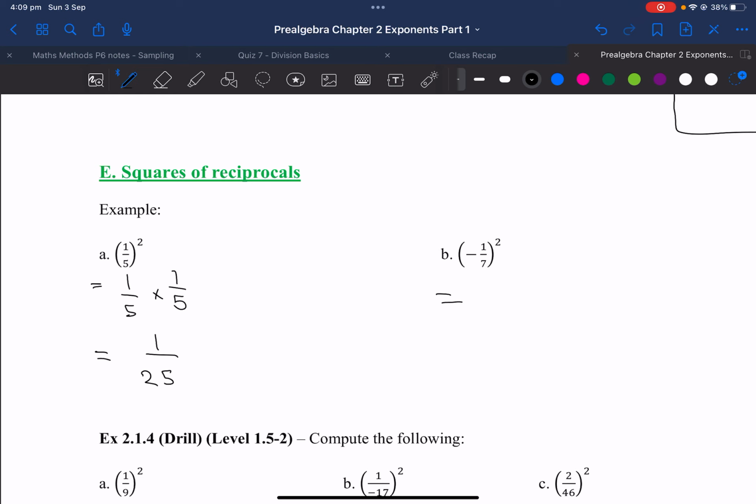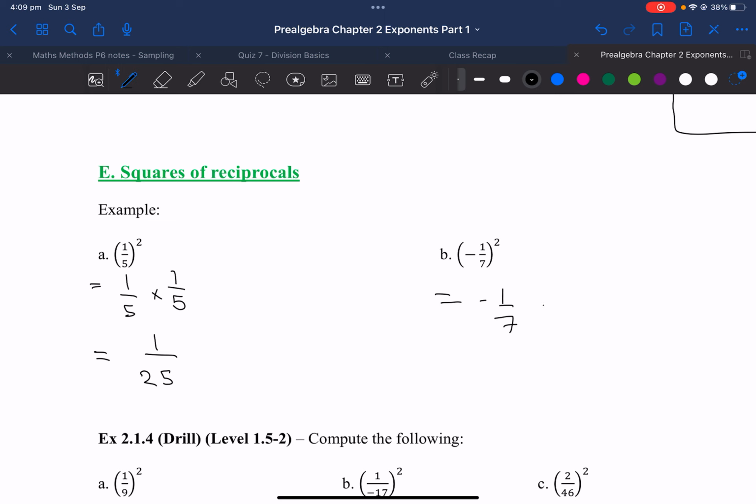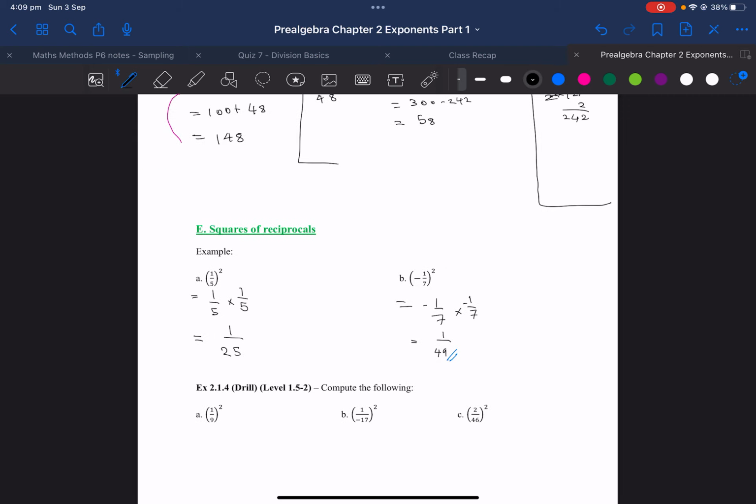Oh wait, negative times negative is positive. Don't forget that. The negative number is being squared, so negative 1 on 7 times negative 1 on 7. 1 over 49. Yeah, negative 1 times negative 1 is positive 1. 7 times 7 is positive 49. So it's plus 1 on 49. Very important. Okay, I want you to do the next 3 and then we'll finish up after that.